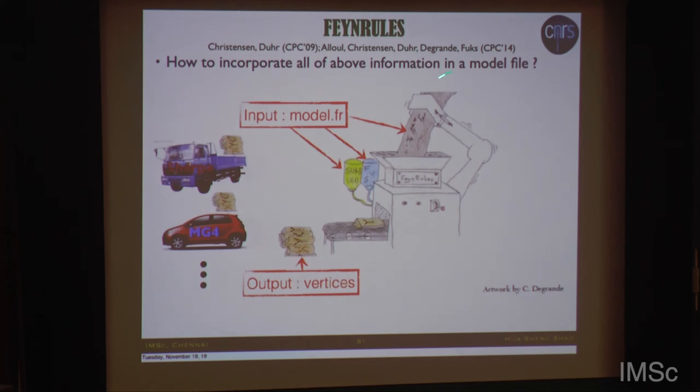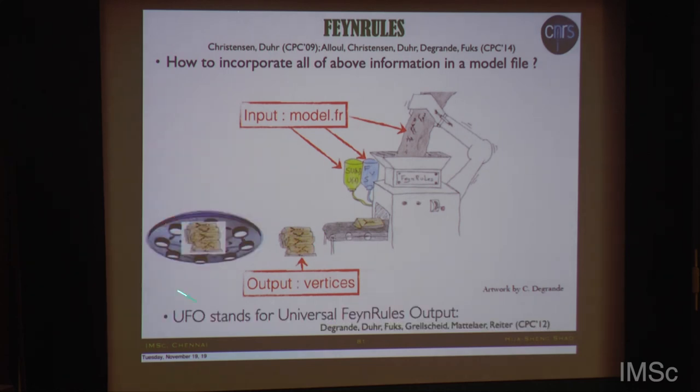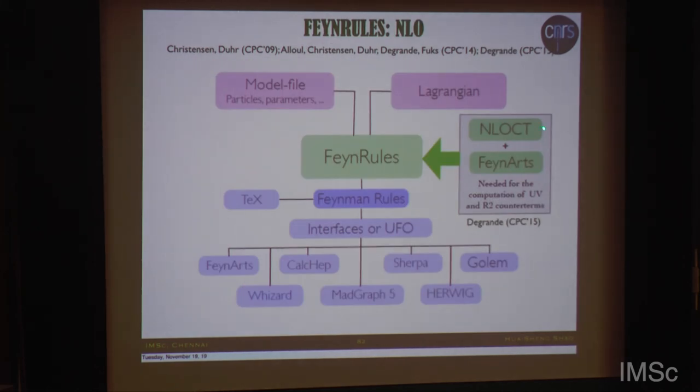Here, I think Benjamin already mentioned a lot of this, so I will skip most of it. I will just give a quick look at how to incorporate all of the above information into a model file. You usually use Feynman rules in a model file, then get a UFO. Previously, different event generators had different model formats. Now there is the UFO, which stands for Universal FeynRules Output, and it is in principle applicable to all tools. This is next-to-leading order. You can also plug in additional modules in FeynRules like NLOCT and FeynArts to generate the model.